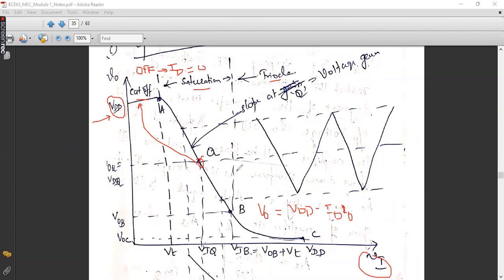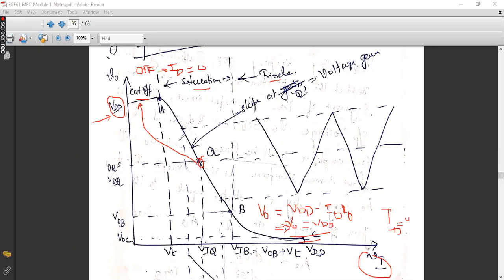That is, whenever I am fixing my Q point in the cutoff region, then ID can be considered as zero, which means supply voltage VDD will come towards the output terminal. That is V0 is equal to VDD. That is your maximum output.